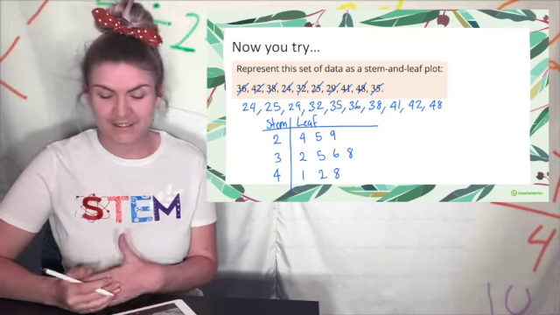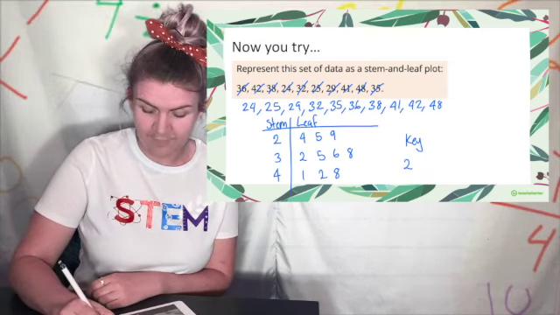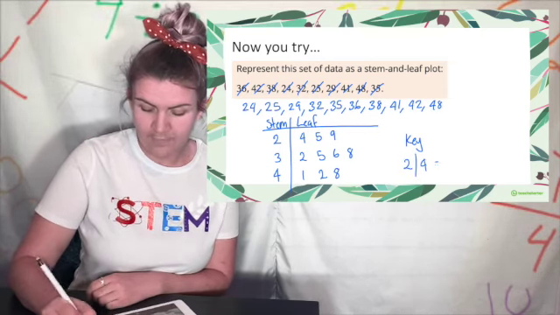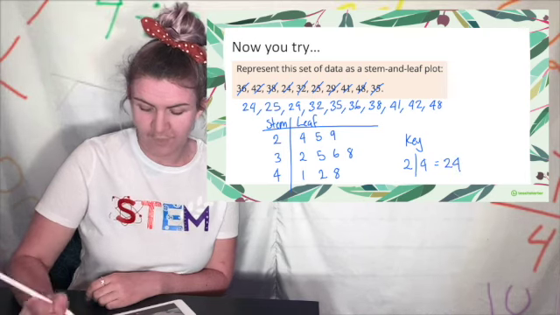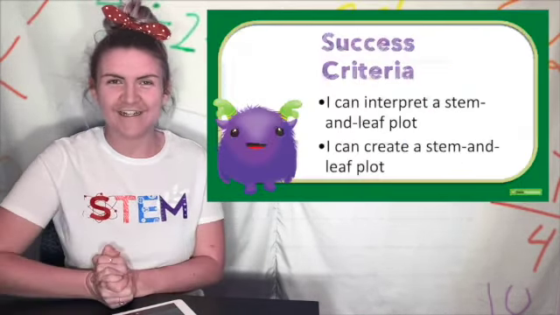Almost done. I just need to create a key. So I'm writing key and I'm going to do the first number this time. 2, 4 equals 24. I hope now you can interpret and create a stem and leaf plot.